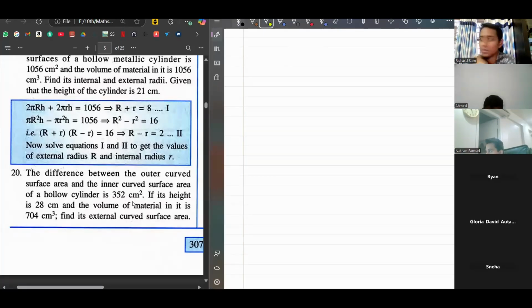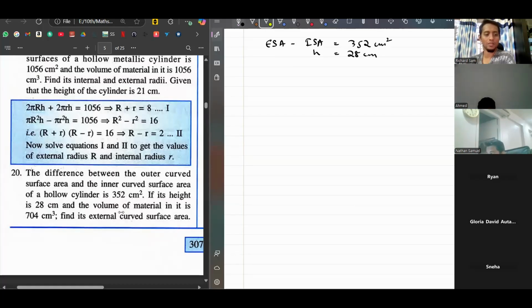What is this 352 centimeter square? It is the difference between the external surface area and the internal surface area. Yes or no? So whatever the external surface area and the internal surface area, if you subtract them, you get 352. Then what is this 28 centimeter? Height. Okay, that's given directly. Height is 28 centimeters. And the volume of this hollow cylinder is 704 centimeters square.